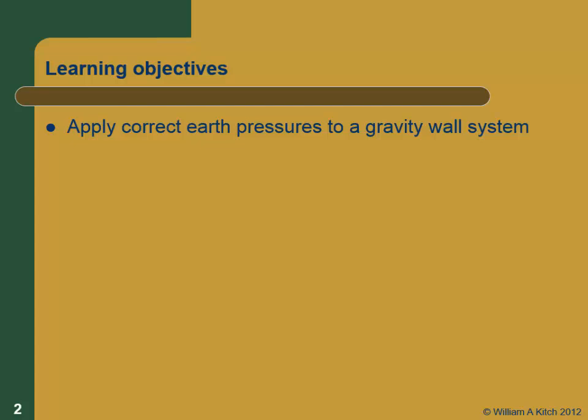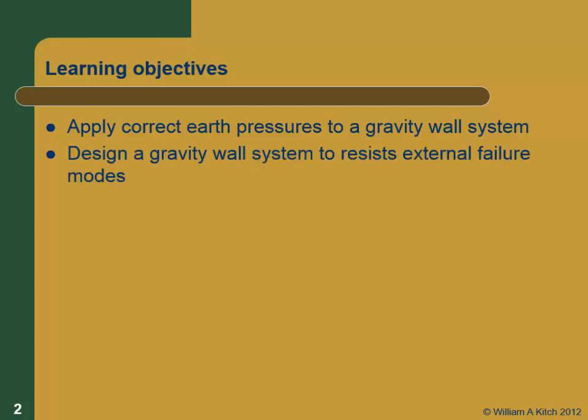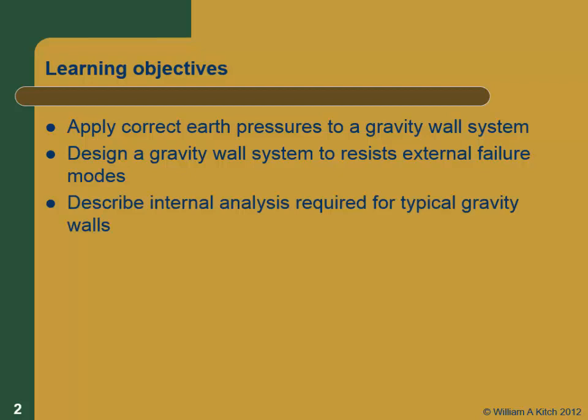So the way we apply earth pressures for the gravity wall is going to be different than the way we did for the cantilevered wall, so you've got to make sure you get that right. And then we're going to have the same external failure modes, but the design process is going to be slightly different, so you need to do that. And then we're going to have a completely different internal design.